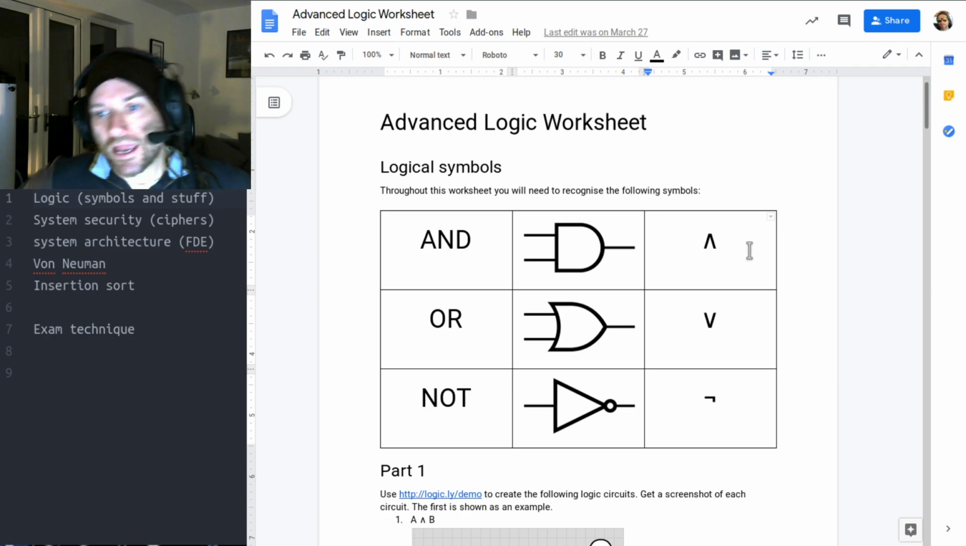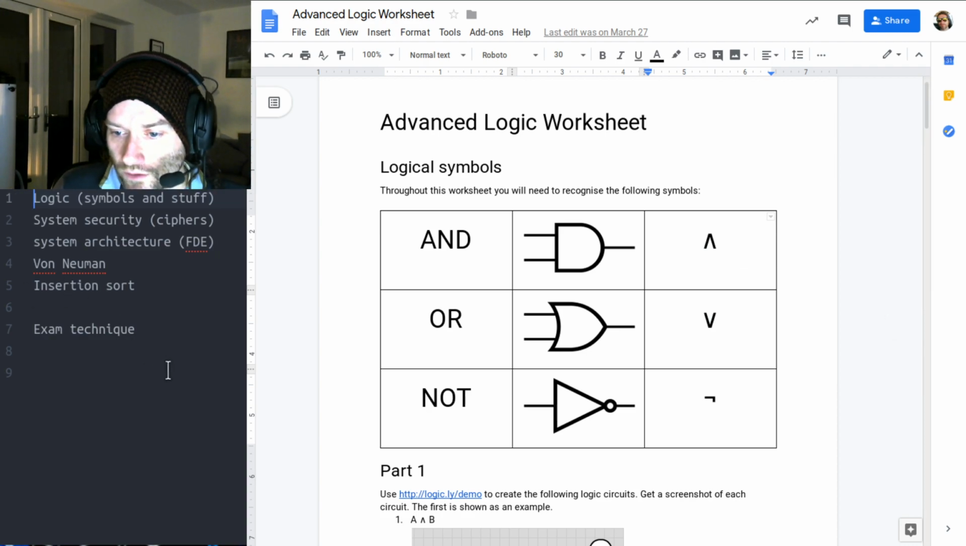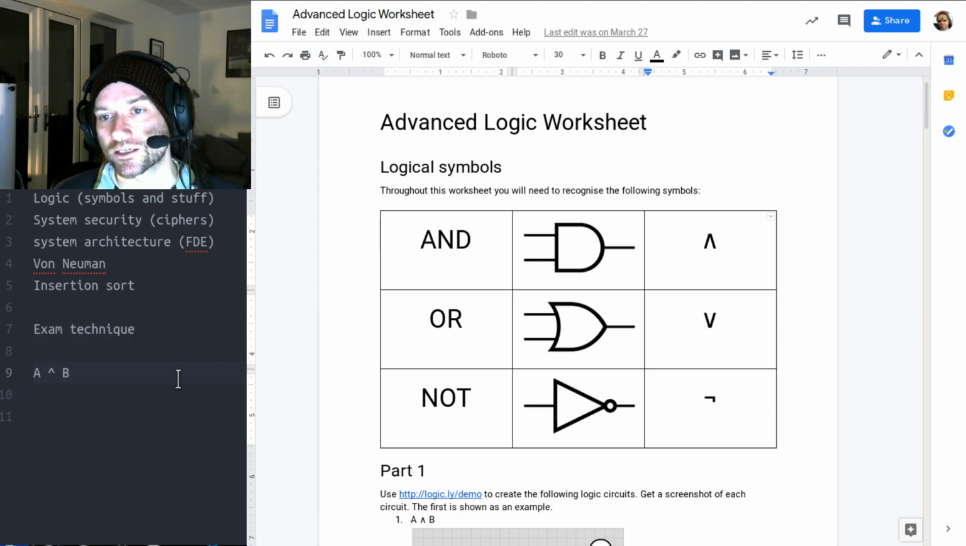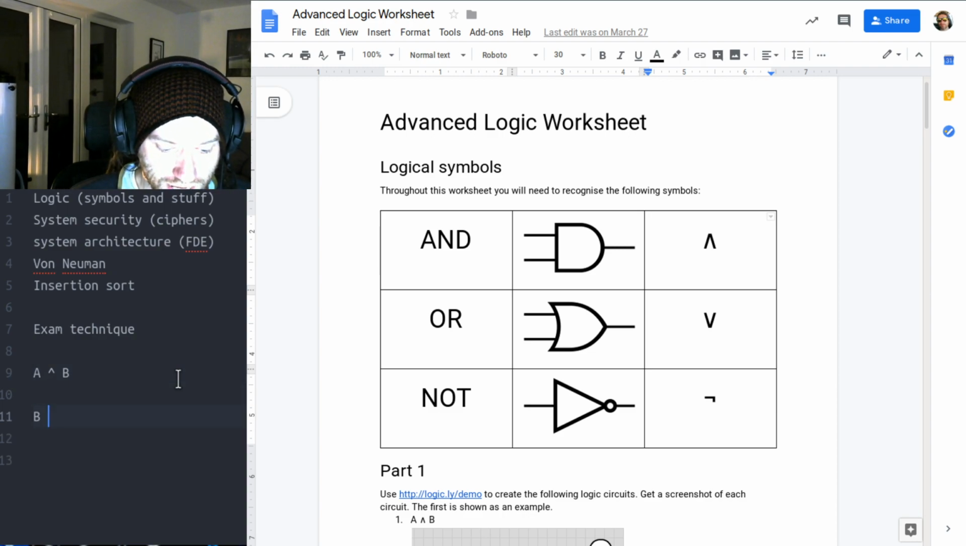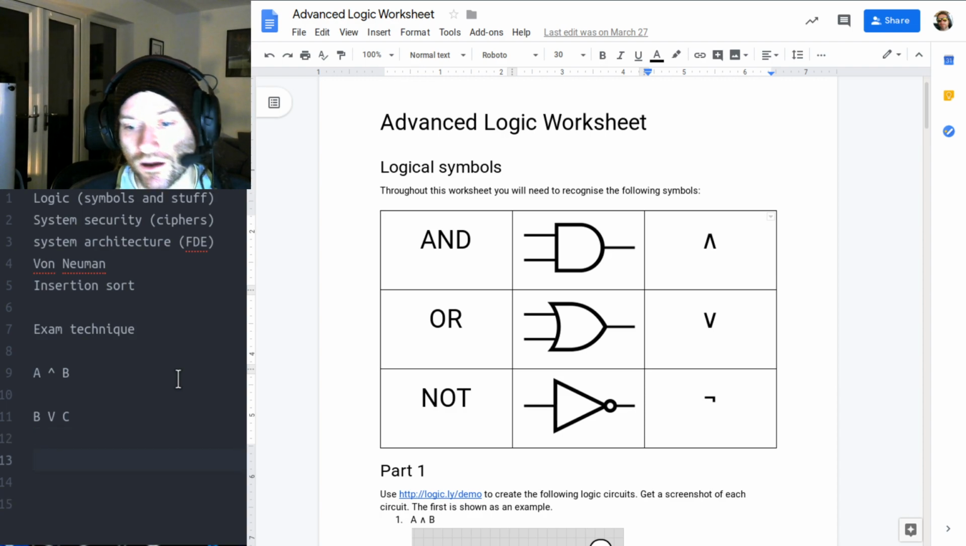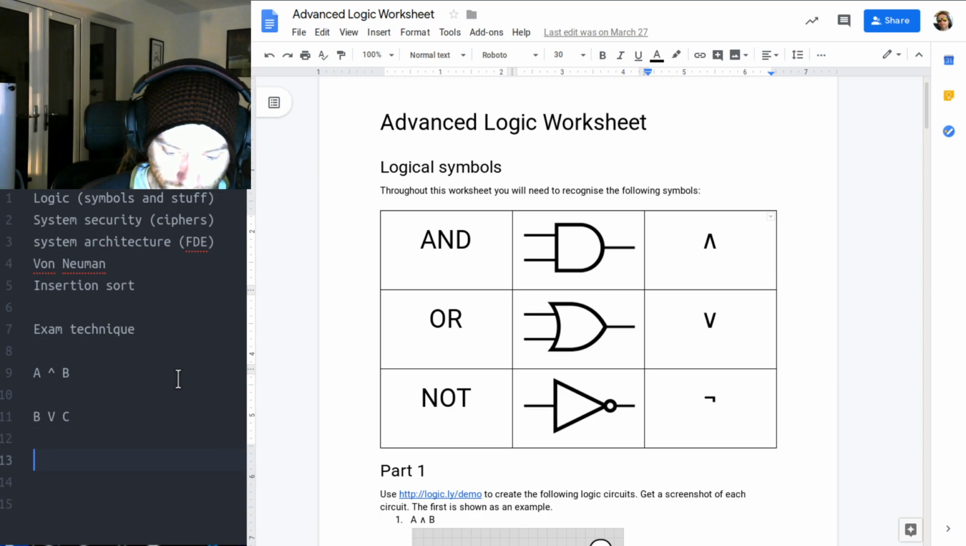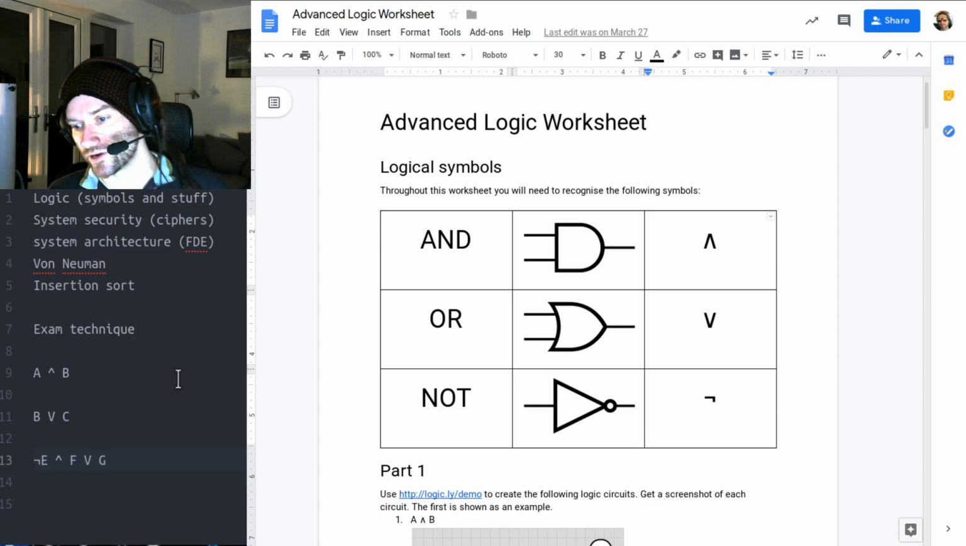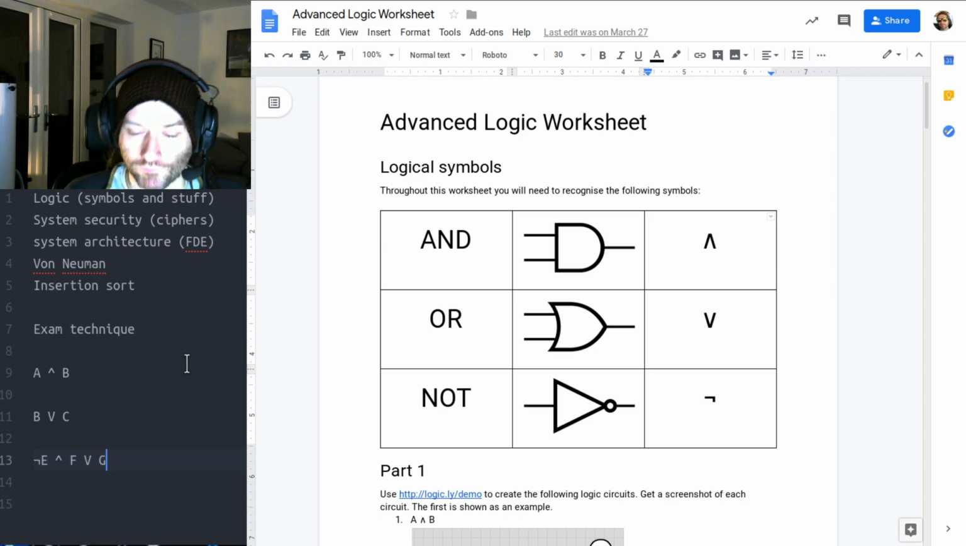Okay. If I did something along the lines of this, I could do A and B, for instance. Okay, see how that works? I could also do B or C, and I could do, let's do something crazy, not E and F or G, for instance. Make sense? Okay.